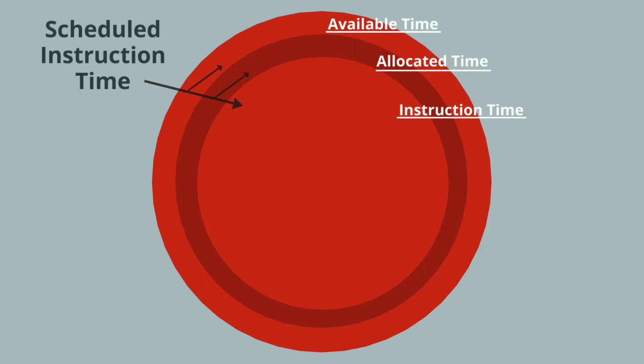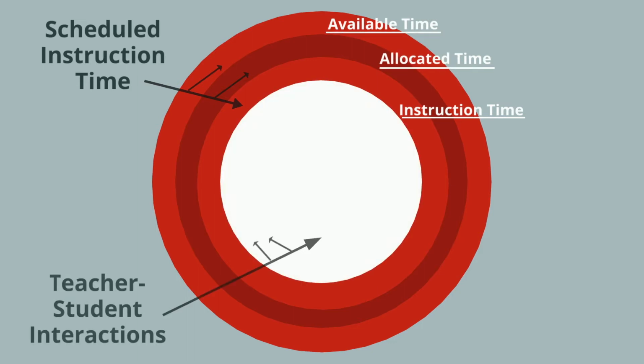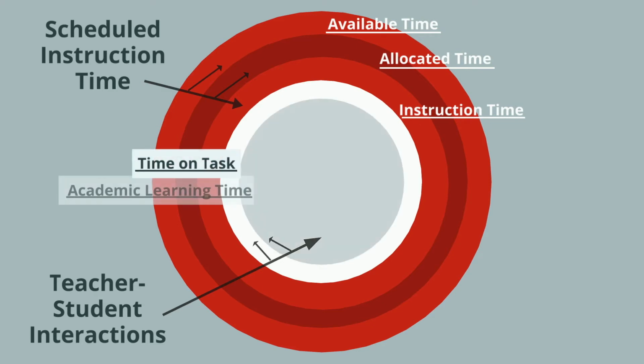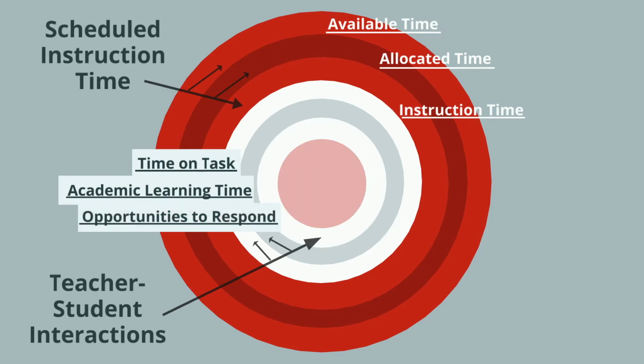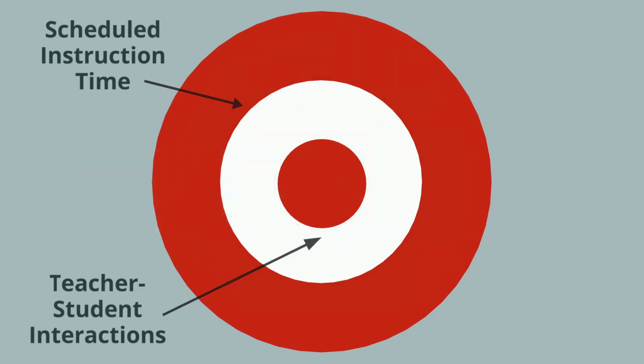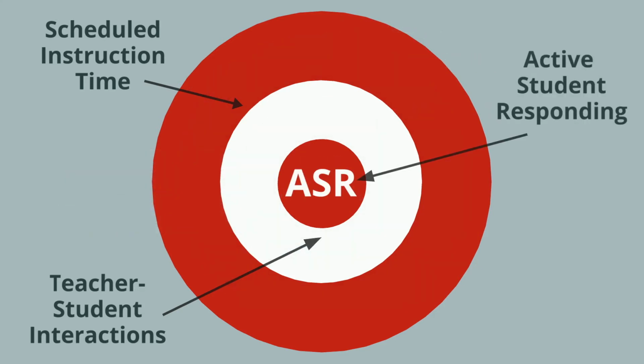Then, we can look at how much time has teacher-student interaction. This includes the amount of time the student is on task, how engaged students are, and how much time the teacher provides to respond. But the one we are most interested in is called active student responding. This is the center of the bullseye and counts how often students have a chance to observably respond to instruction. Here we are looking at how many times a student said an answer out loud, solved a problem, circled a response, wrote something down, or did something that we can see to respond.